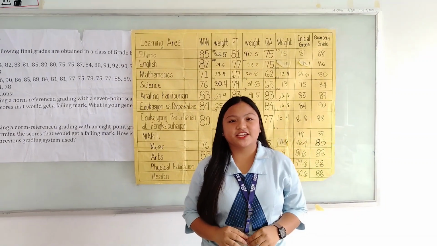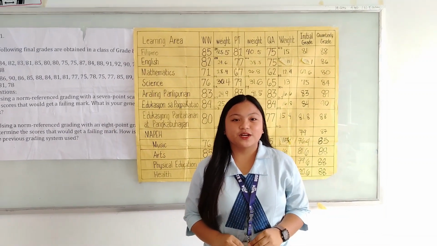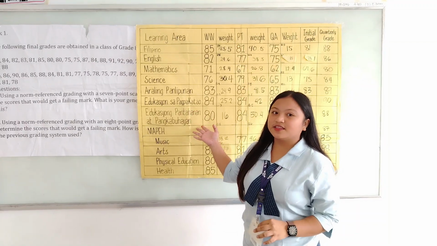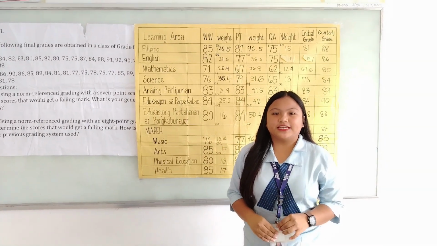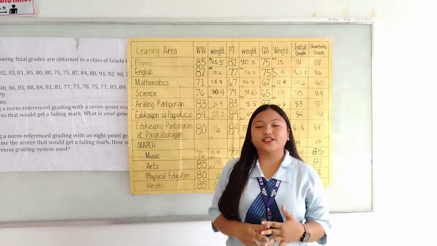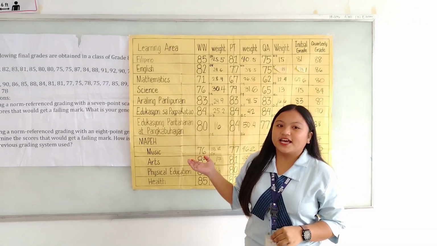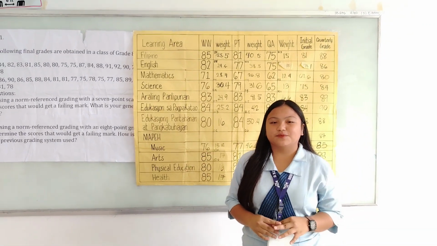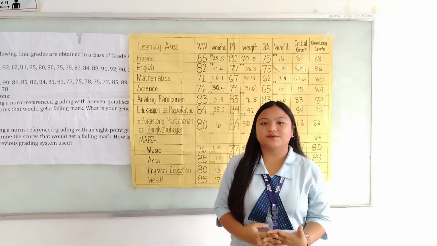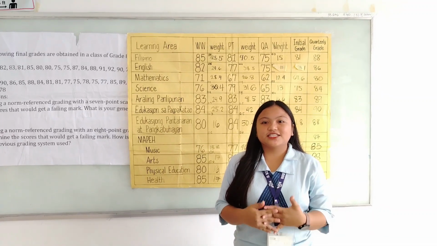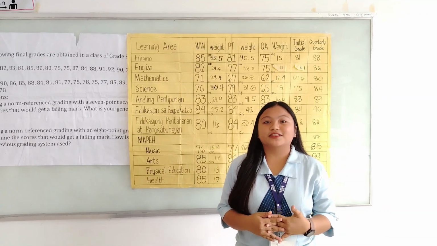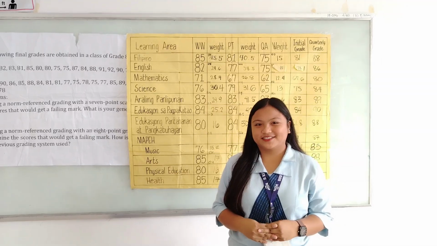So in which learning area does Rico need to improve? As you can see in his grades, Rico needs to improve in Mathematics, where his quarterly grade is 67, the lowest among all subjects. This indicates struggles in both understanding and application of the subject content. This means that he needs to learn and practice more concepts.